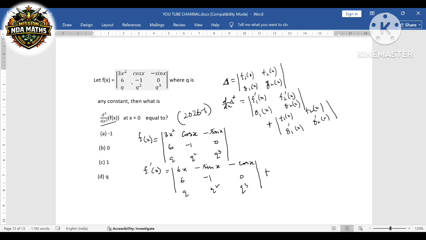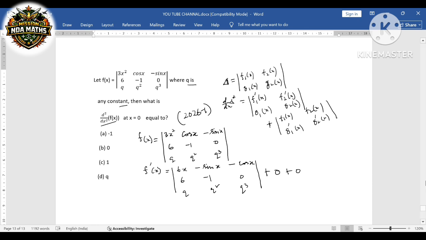Plus, another rule: now the first row will remain the same and I differentiate the second row. When I differentiate the second row, it is all constant, so the value will be 0. And we know in a determinant, if all elements of a particular row are 0, the value of the determinant is 0. Then plus, third time, the first and second rows stay the same and I differentiate the third row. The third row is q square, q, where they mention q is a constant, so the third row derivative is all 0 and the determinant is 0. So this is my first derivative.